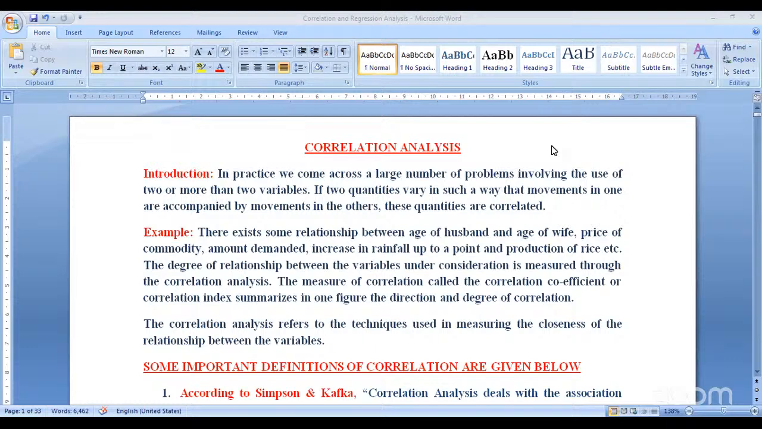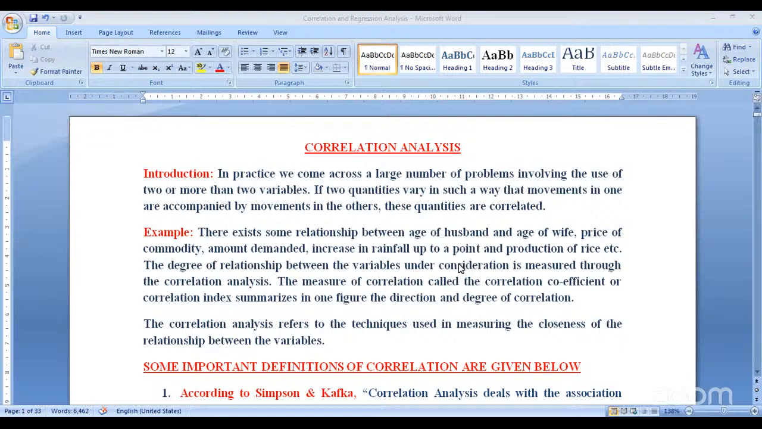Then increase in rainfall up to a point and production of rice. If the rainfall increases, the production of rice also increases. But that is up to a point only. Beyond that point, if the rainfall increases, automatically we are going to lose the production of the rice. Sometimes we are going to lose the basic investment also. So this is involving only two variables here.